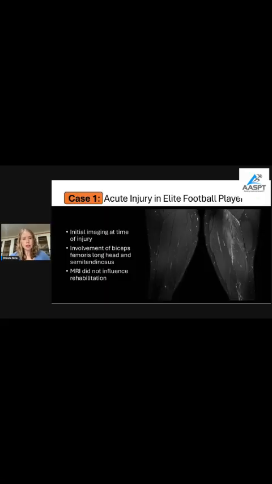And in this athlete, he did have initial imaging, which was part of an additional observational study that we were doing. So he had time of injury imaging, as you see on the screen, and he had significant involvement of both biceps femoris and semitendinosus at the time of injury. But I want to mention that this MRI was not actually shared with his rehab team, his sports medicine team. It was, again, just used for research. But some interesting findings will come as we continue to discuss this case.